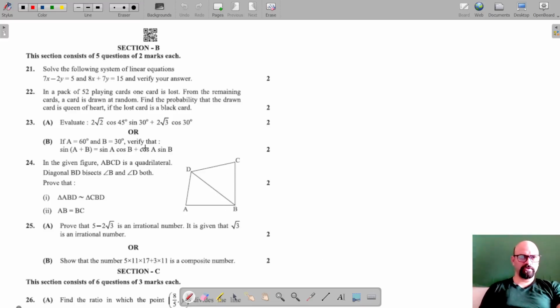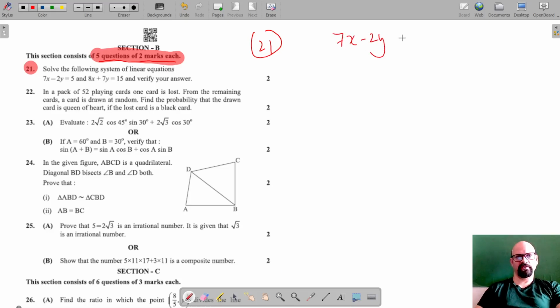Okay, for section B, this section consists of 5 questions of 2 marks each, and we have to solve the first one, that is question number 21. We have to solve the following system of linear equations. So this is question number 21, and we are going to solve the system of linear equations 7x minus 2y is equal to 5 and 8x plus 7y is equal to 15.